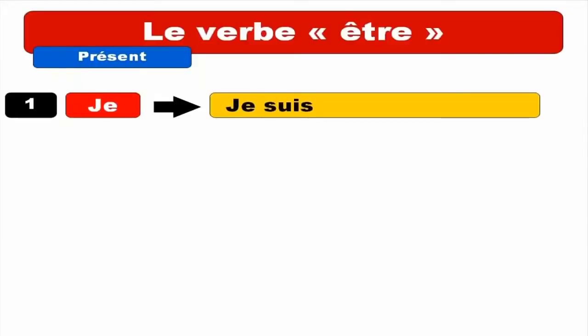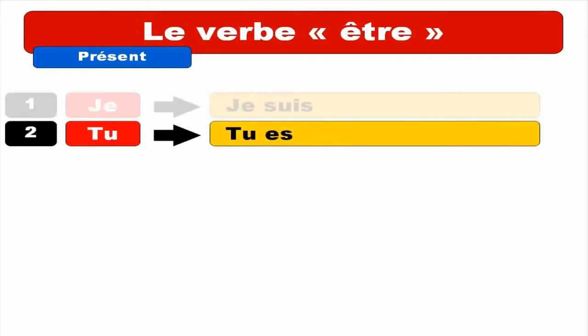So first form for je, it's je suis. So you can notice that the final S is not pronounced. Je suis. Repeat. Je suis. Okay. And then comes tu.